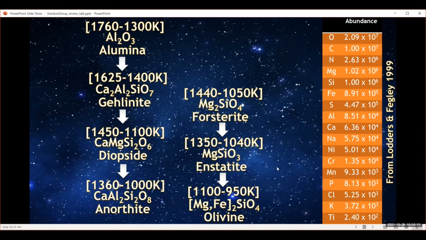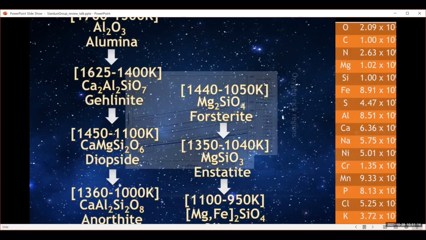So this is just a hypothetical way of looking at what would happen as you have a gas that is flowing away from the star and what sort of things could form. Now remember that the magnesium, silicon, and iron are a lot more abundant than the aluminium or calcium. So that's going to have an effect on which things dominate as the dust starts to form.